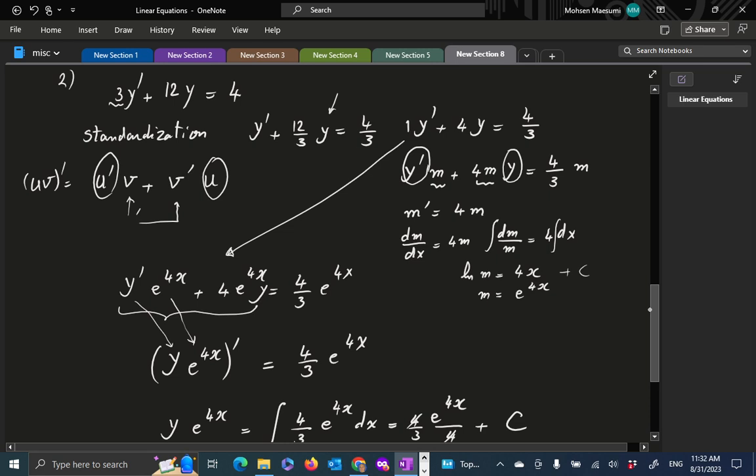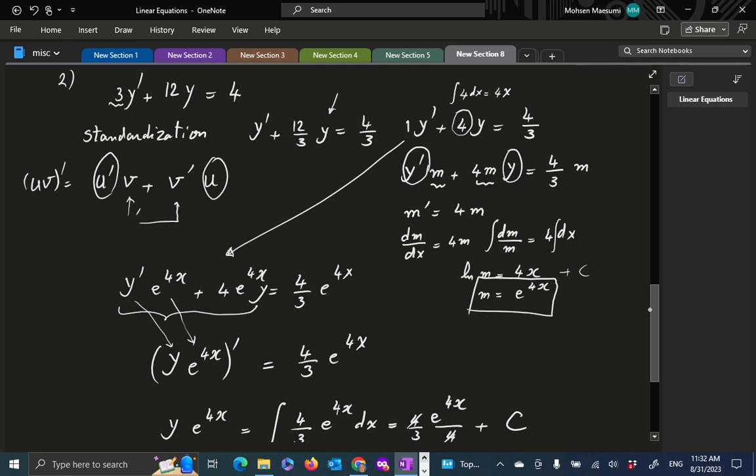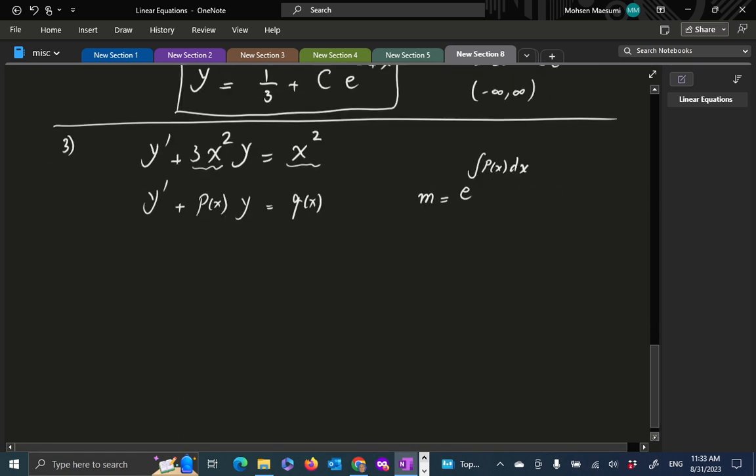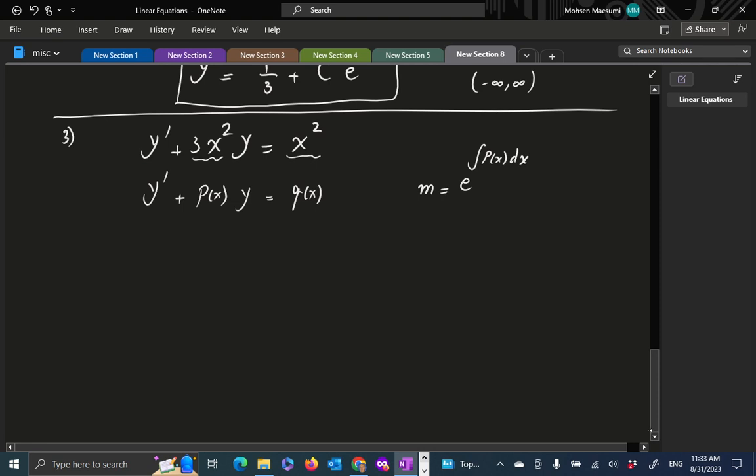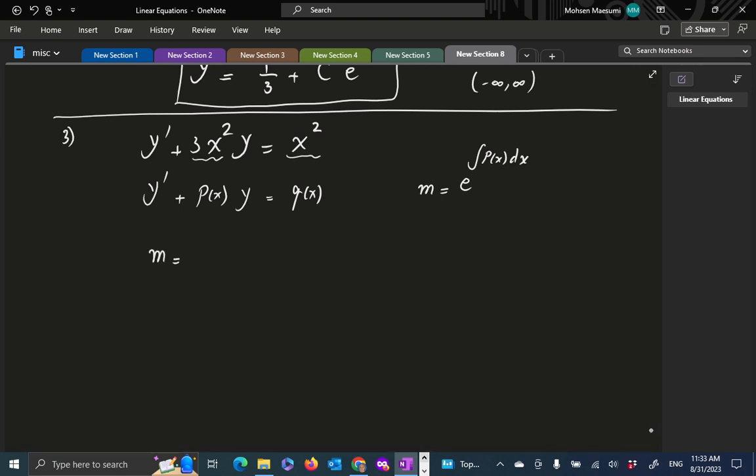M, if you look here, this is my p. Integral of p is integral of 4. Integral of 4 is 4x. M is exponential of this, I got 4x here. M is always exponential of integral of the quantity that you had here. So you go ahead and double check that for yourself. You see that's the case. So with that shortcut, I can get my m a little bit faster.